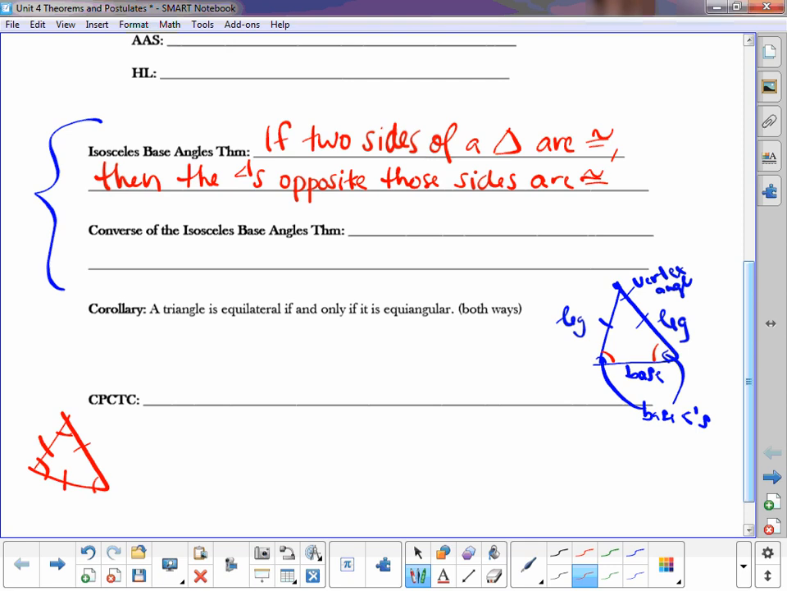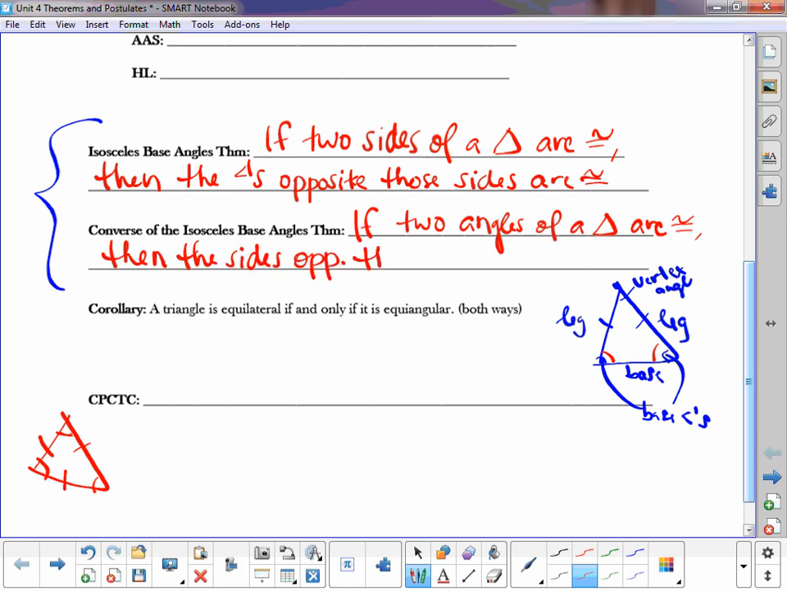Now the converse of this is also true. So remember, converse just means we flip-flop, right? So if two angles of a triangle are congruent, right, so now we're starting off with the angles being congruent. Then, just the converse, the sides opposite those angles are congruent.